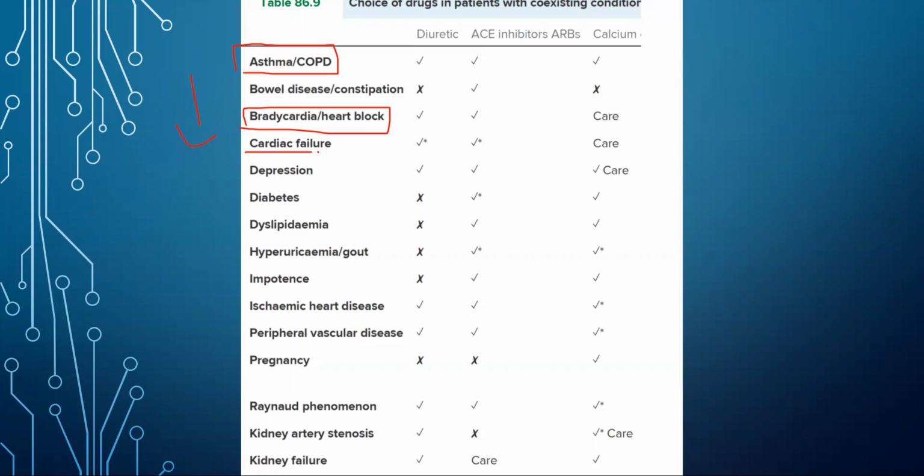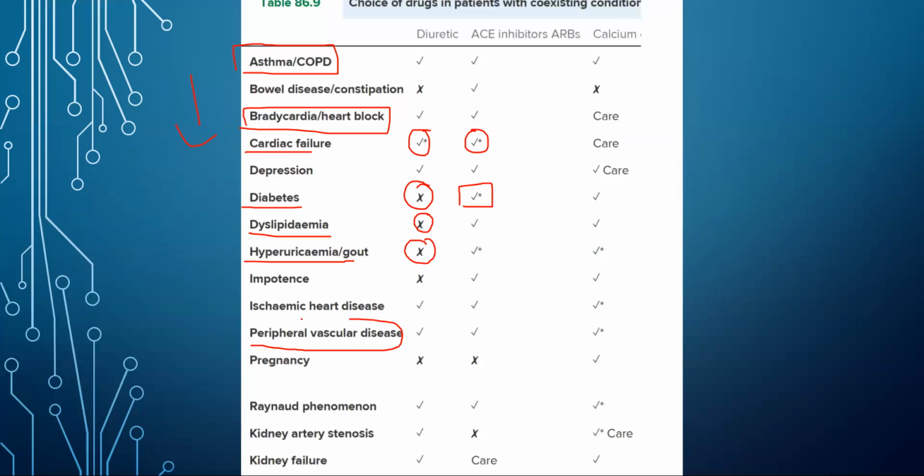For cardiac failure, if it's a stable cardiac failure, you can use a beta blocker, but normally for a cardiac failure patient, we don't use a calcium channel blocker unless it is diastolic heart failure. The best medication for cardiac failure will be ACE inhibitor and diuretic, especially for systolic heart failure. Same for dyslipidemia, thiazide diuretics are not a good choice. For gout or hyperuricemia, thiazide diuretics are not a good choice. A good choice is ACE inhibitor or calcium channel blocker.